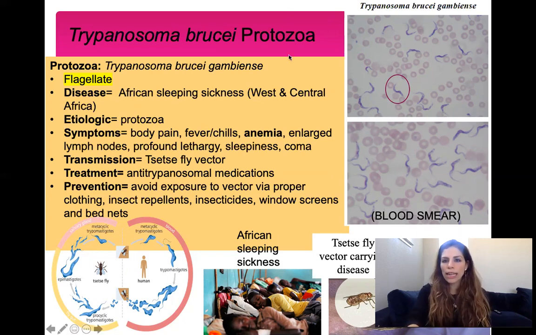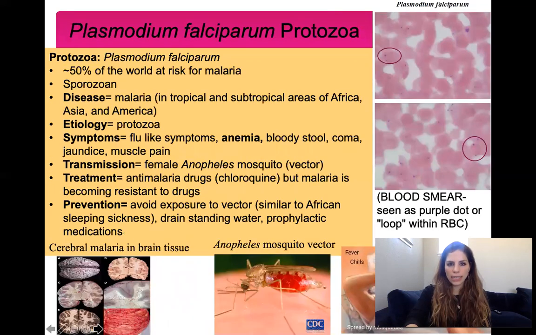So when we look at it under the microscope, if we take a blood sample, here are all the red blood cells or erythrocytes. The Trypanosoma protists look like worms. They're not worms though, they're protists, because we will talk about worms later. This is what they look like in the blood smear. And again, the vector is the tsetse fly, and it causes African sleeping sickness.